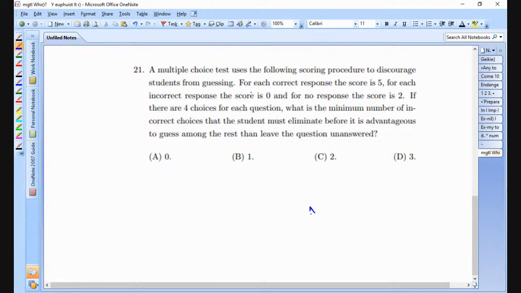Okay, let's check it out. So ISI MStat 2020, problem number 21. To discourage students from guessing, for each correct response, the score is 5. For each incorrect response, the score is 0. And for no response, the score is 2. If there are 4 choices for each question, what is the minimum number of incorrect choices a student must eliminate before it is advantageous to guess among the rest than leave the question unanswered?